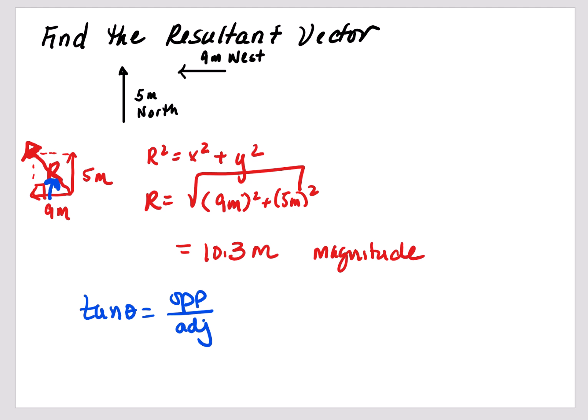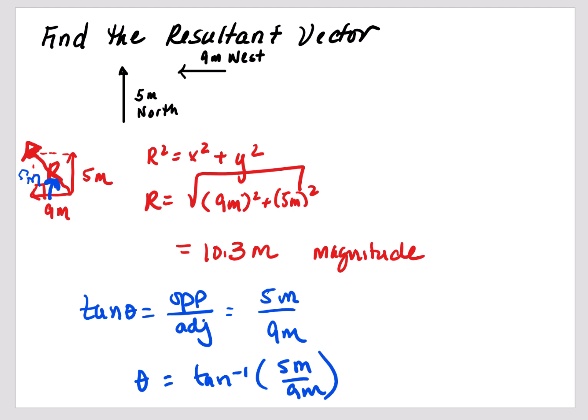Since 9 is next to my theta, that is my adjacent. My 5 is opposite the theta, so that is opposite. So I take the inverse tan, so tan inverse 5 divided by 9 meters. This is equal to 29 degrees.